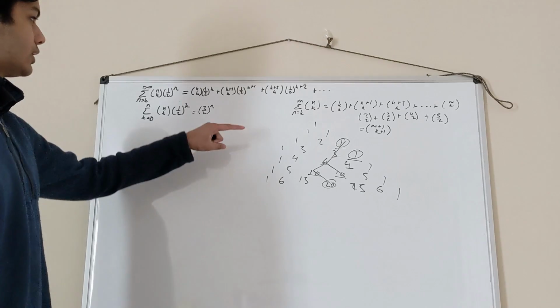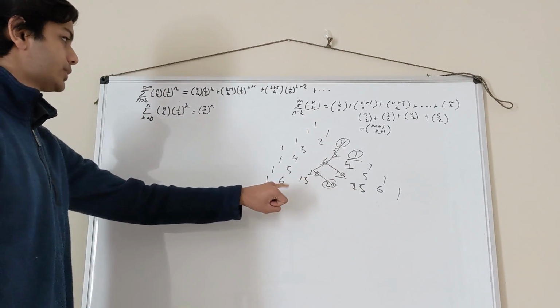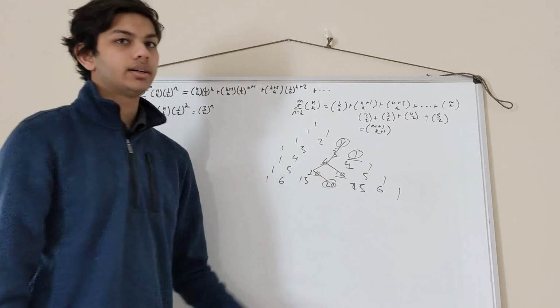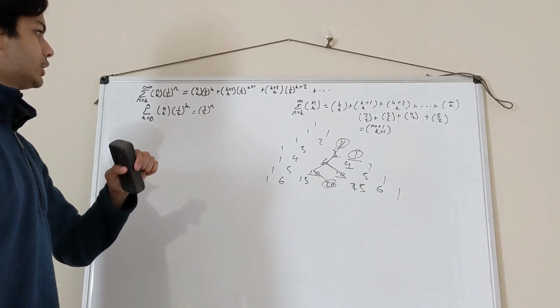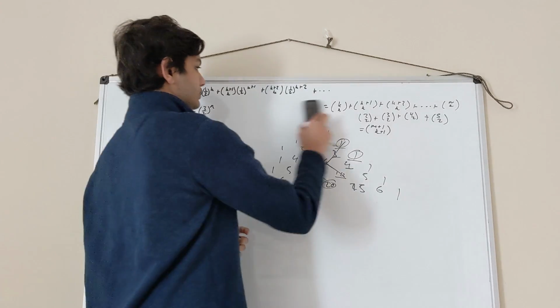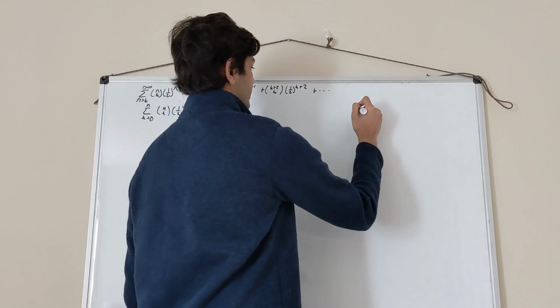So yeah, for this sum, what we found useful was generating series, and for this sum, what we found useful was Pascal's triangle. So maybe we can combine the two together to find some way to evaluate this infinite sum. So let's write out Pascal's triangle again.